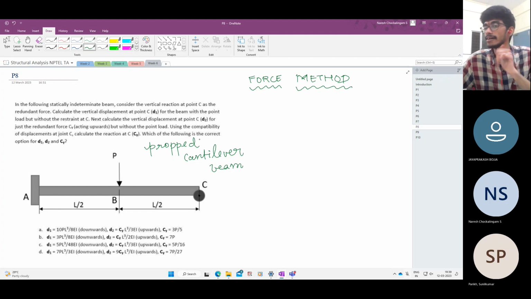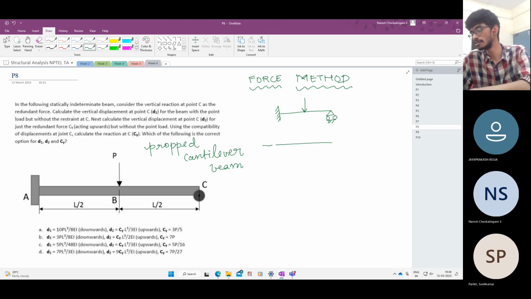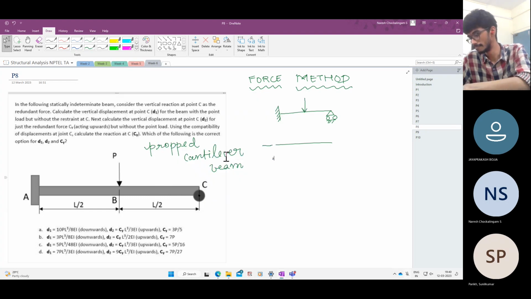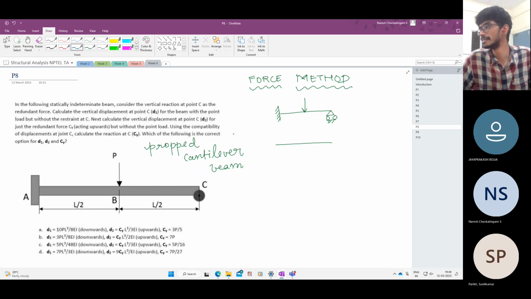Now, let us solve this. So, what is the issue here? We have a structure like this. How many reactions we have? Okay, there are no horizontal forces, so let's ignore the horizontal part. Let us consider only the vertical forces and moments. MA, AY, this is P, this is CY.